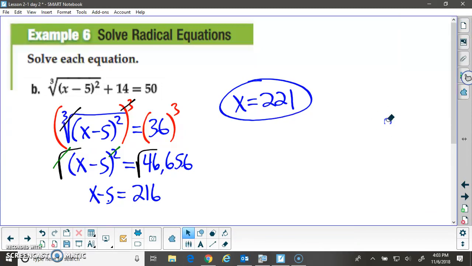So that's solving radical equations. Get the radical by itself, then eliminate the radical by squaring both sides or cubing both sides depending upon the radical, and then continue to solve for x.